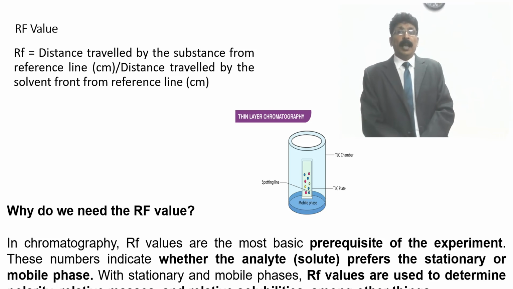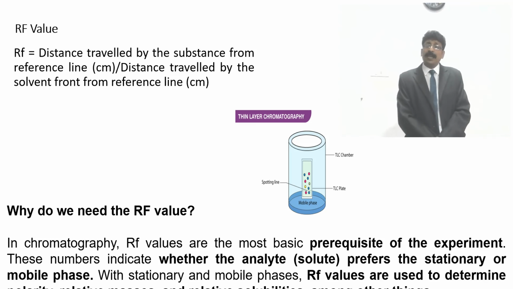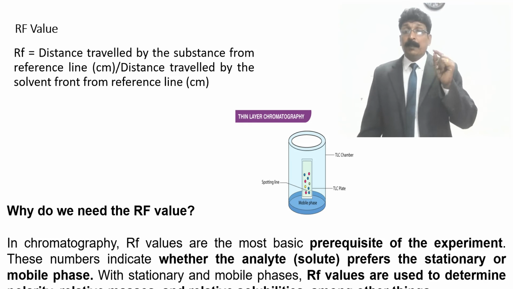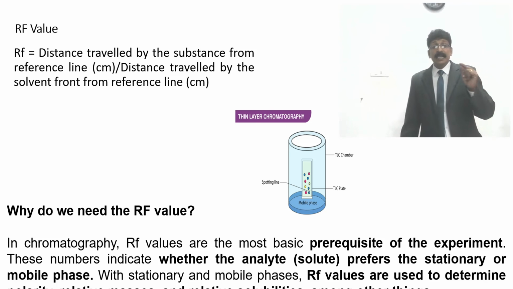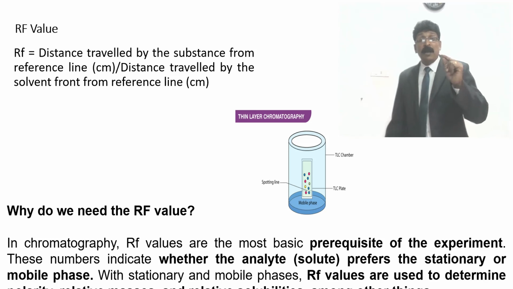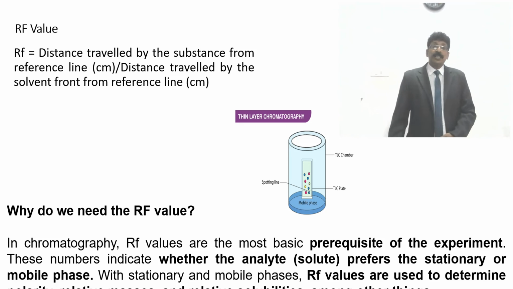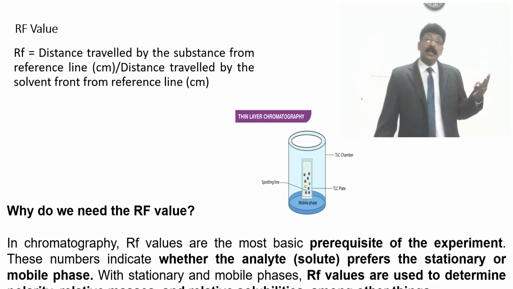In chromatography, RF values are the most basic prerequisite of the experiment. These numbers indicate whether the analyte, or the solute, or the sample which is separated prefers the stationary phase or the mobile phase. With the stationary phase and the mobile phase, the separation takes place. RF values are used to determine the polarity, relative masses and relative solubility, among other things.